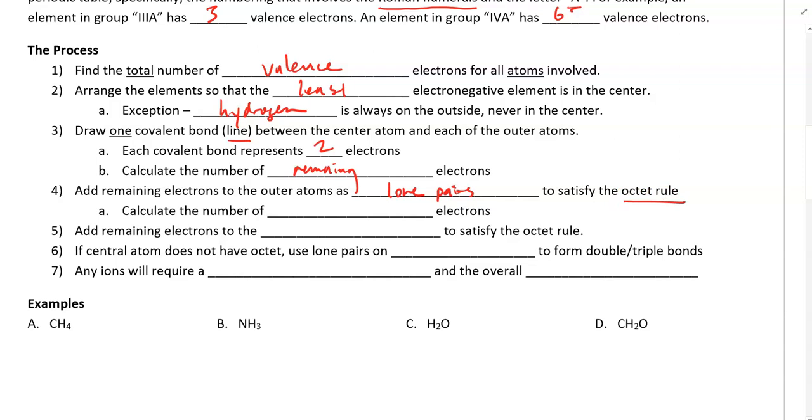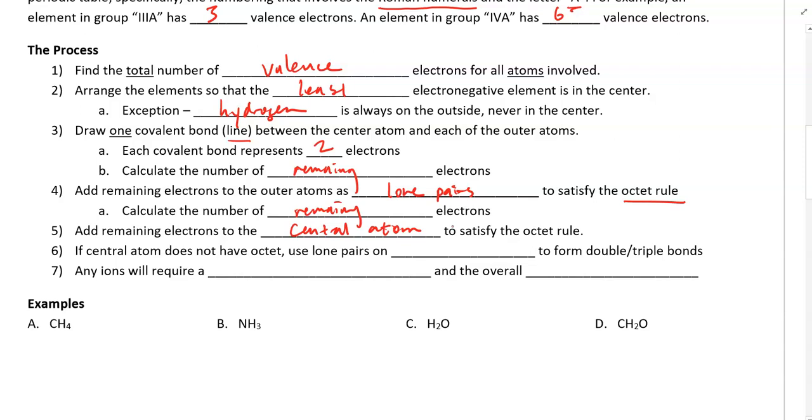Now, the octet rule basically says that based on its arrangement, we have to see whether or not an atom has 8 valence electrons, right? 8 assigned electrons at least. Okay, octet, right? Oct representing the number 8. And then we calculate the number of remaining electrons again. So we have multiple steps here where we have to figure out what's left over. Step number 5, add remaining electrons to the central atom to satisfy the octet rule.